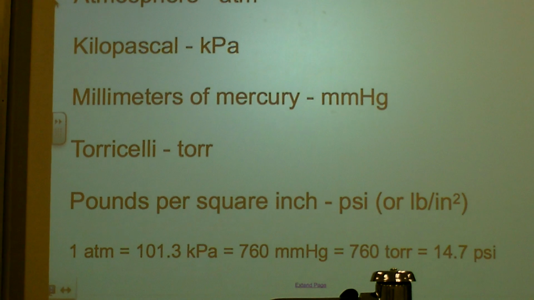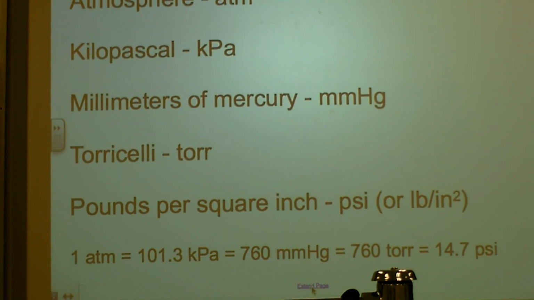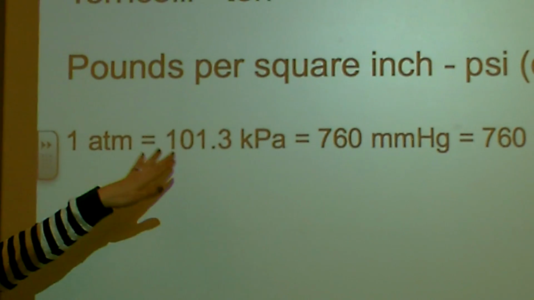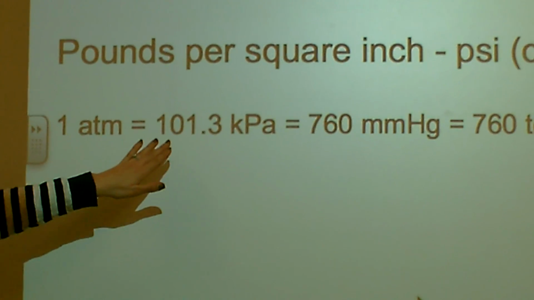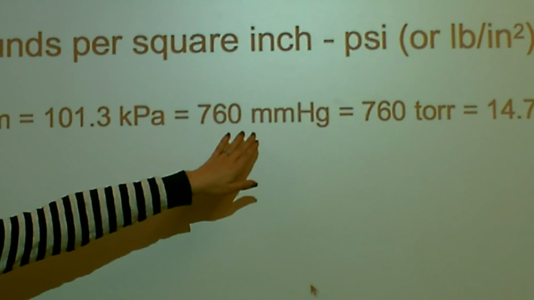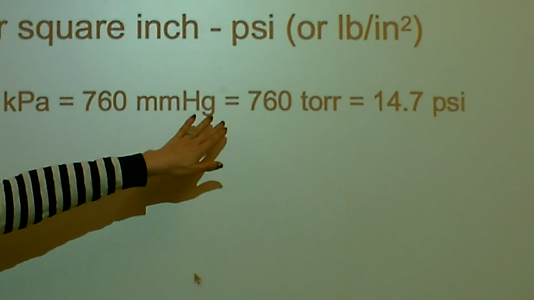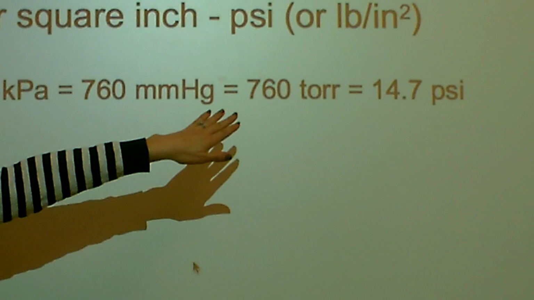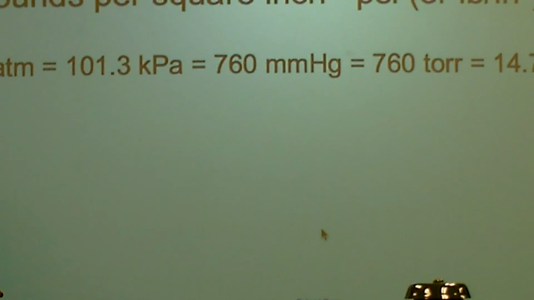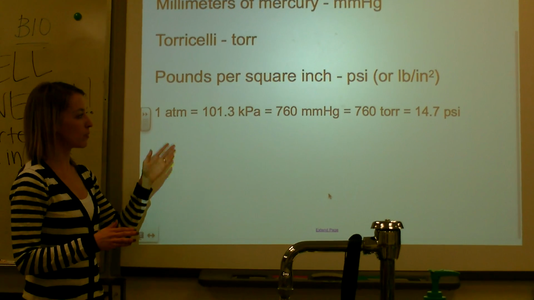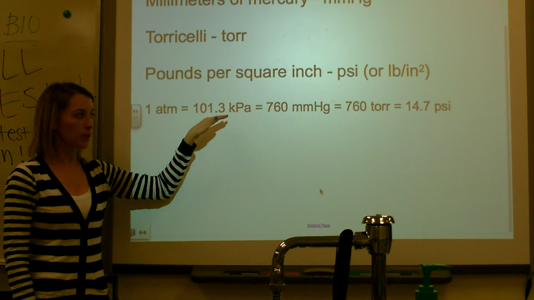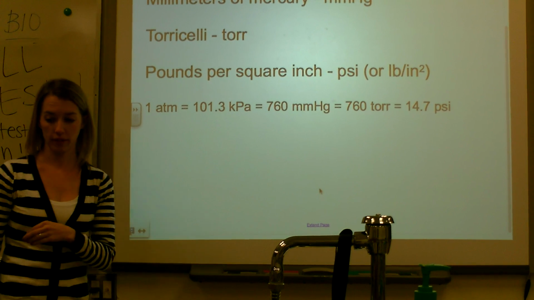There are equivalences between each of these units of pressure. 1 atmosphere is equivalent to 101.3 kilopascals, which is also equivalent to 760 millimeters of mercury, which is equal to 760 torr, which is equal to 14.7 psi. We're going to be doing some pressure conversions, going back and forth between some of these units. So these equivalences are going to be extremely important for us.